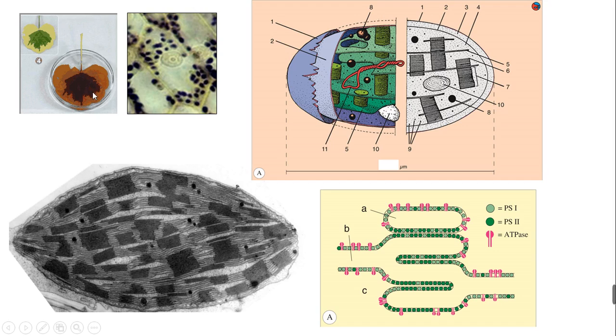So we started off with these iodine experiments. We know that in the green parts of leaves, when there is light, starch is produced. So we can narrow it down to green parts of leaves. If we do an experiment with a microscope, we can then narrow it down to chloroplasts.